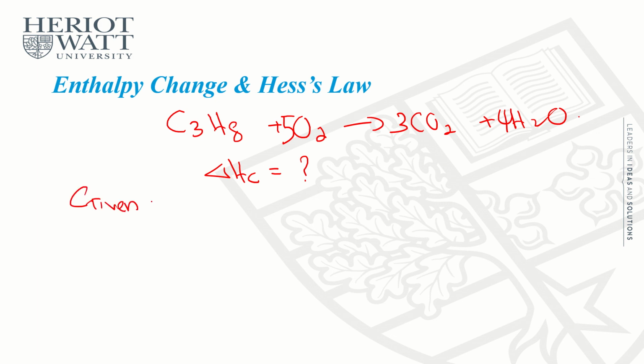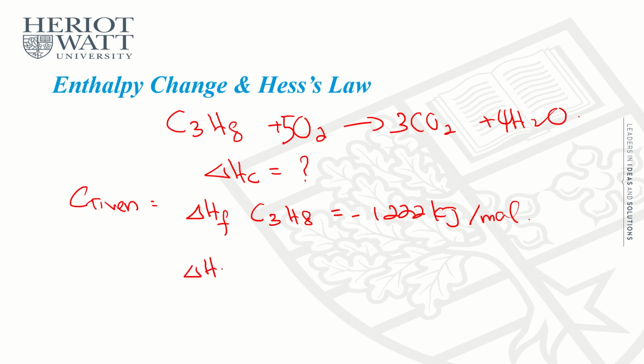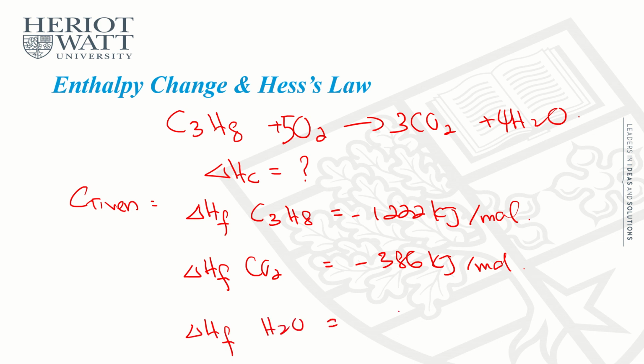Given in the question, they must give you information. Given what? The enthalpy change of formation for propane is, let's say, negative 1222 kilojoules per mole. The enthalpy change of formation for carbon dioxide gas is -386 kilojoules per mole. No worries, all these values are given in the questions. Next, the enthalpy change of formation of water is -286 kilojoules per mole, for example. I just made up the values, guys. It's not the exact one. So this is how the question looks.